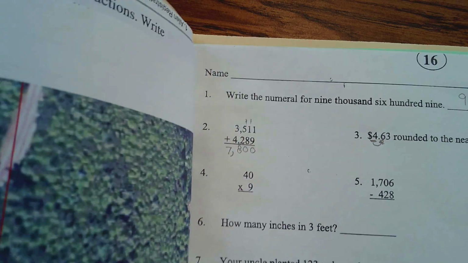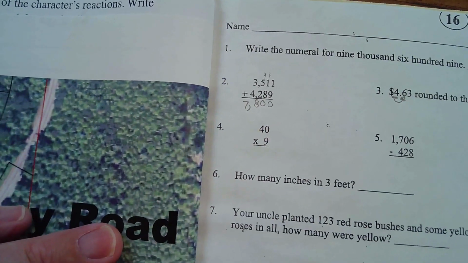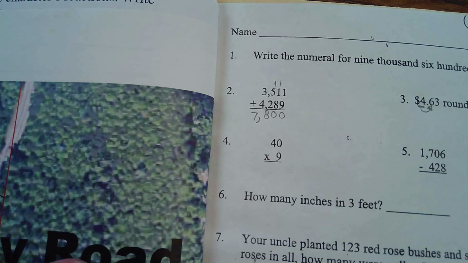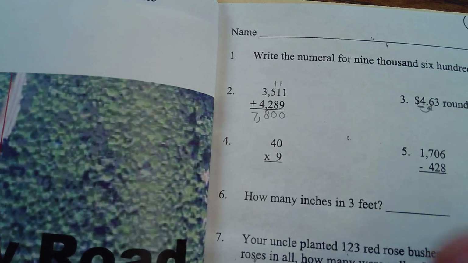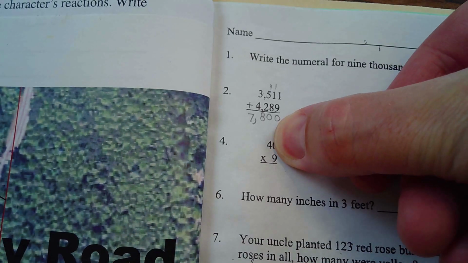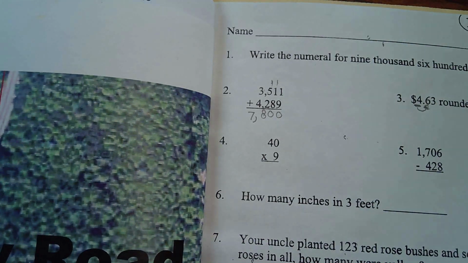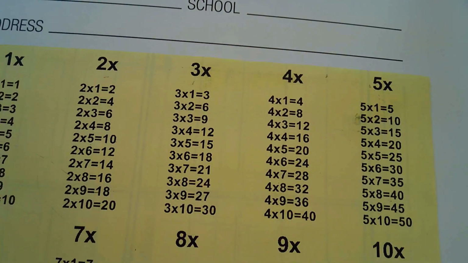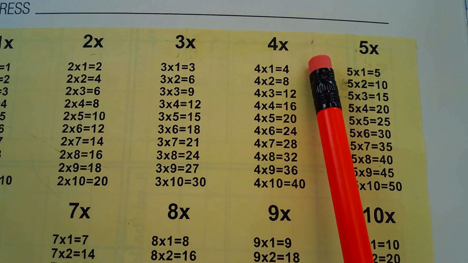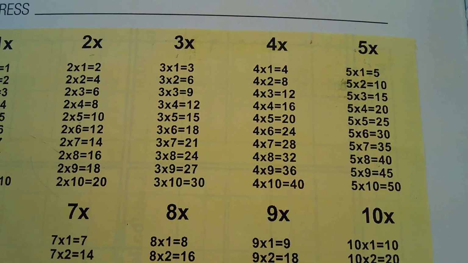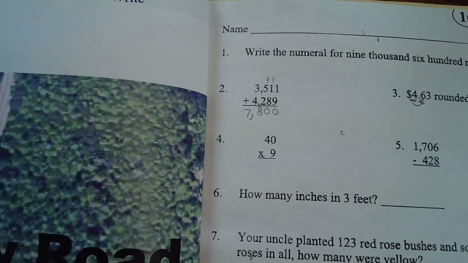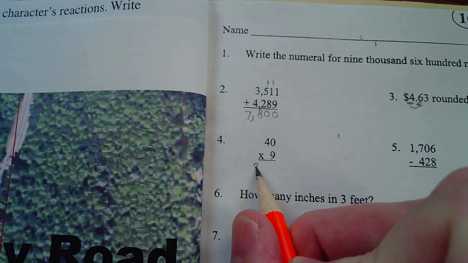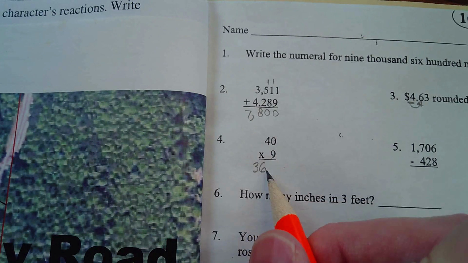40 times 9. Oh boy. We're not quite there yet, right? In our math books, 40 times 9. But we do know the trick of 4 times 9. And if I look for 4 times 9 in my journal, here's my 4s. 4 times 9, 36. So 40 times 9 is going to be 36 with that 0 back on there.